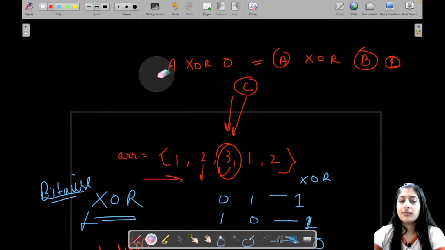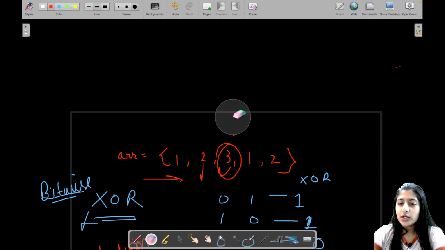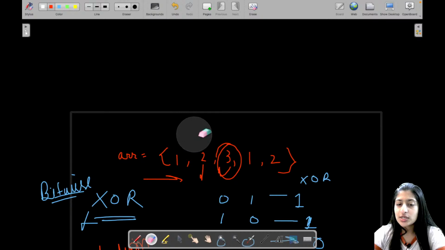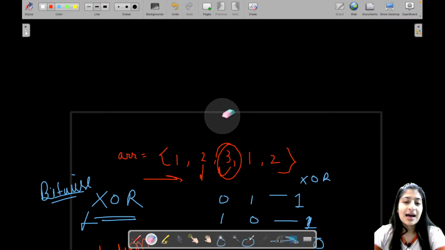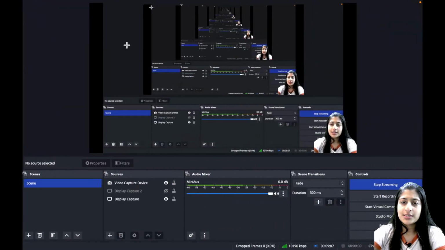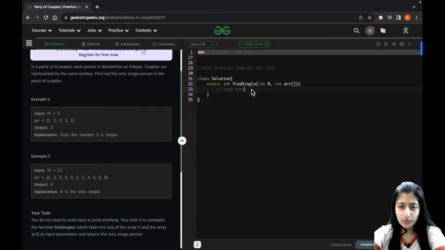This is the property that we are going to use, and finally you will be left with the answer which is present in the array as a single unit. You do not have its duplicate. So that's all about this problem. Let's move to the code and solve it quickly.